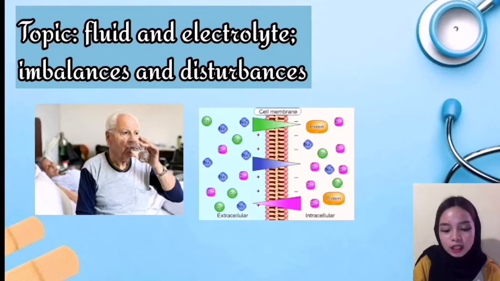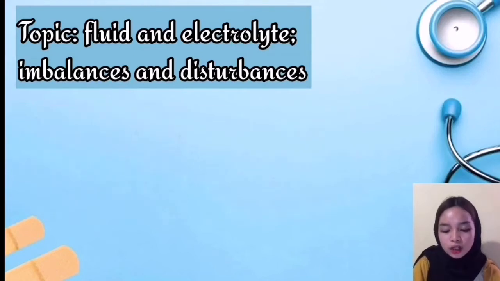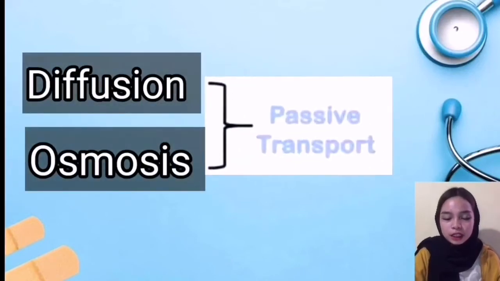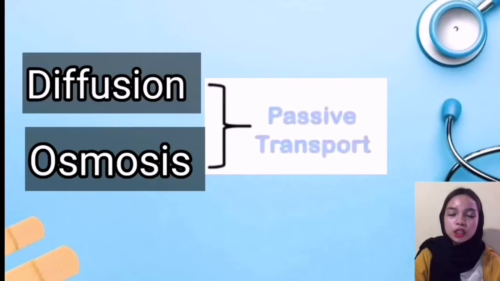Understanding fluid and electrolyte balance begins with understanding the intake, output, and utilization of water and electrolytes. Regulating mechanisms include osmosis, diffusion, filtration, and active transport, all of which affect the movement of water and electrolytes within the body. Diffusion and osmosis are examples of passive transport. That means the molecules don't need energy to move.